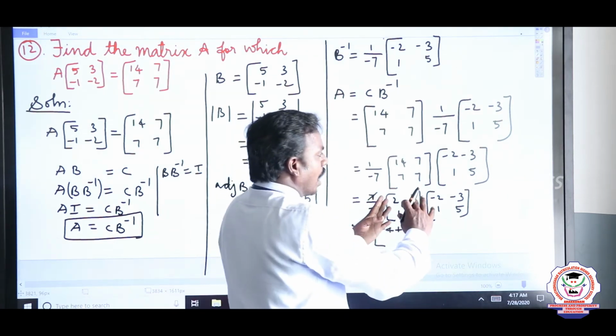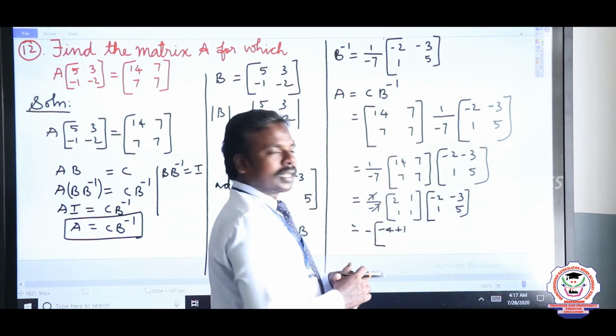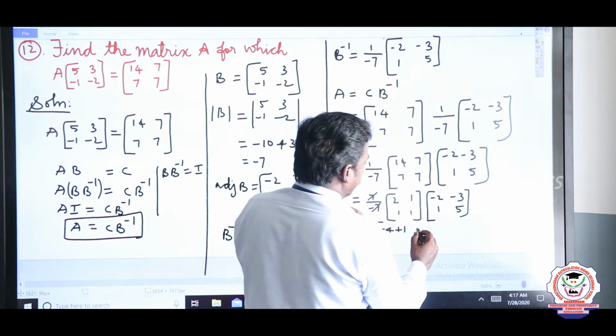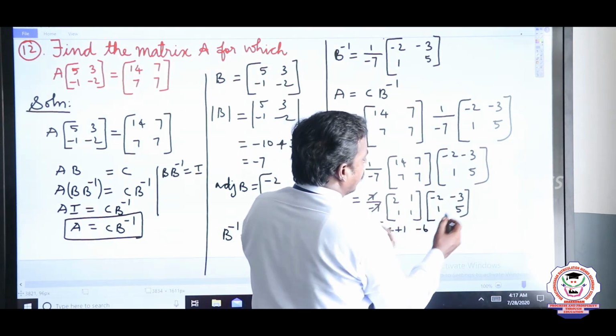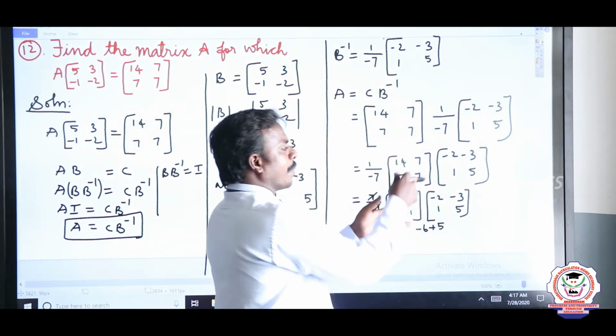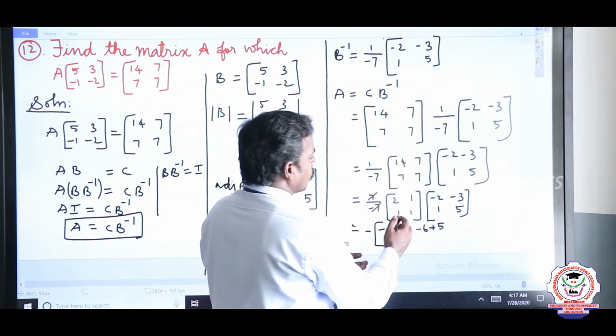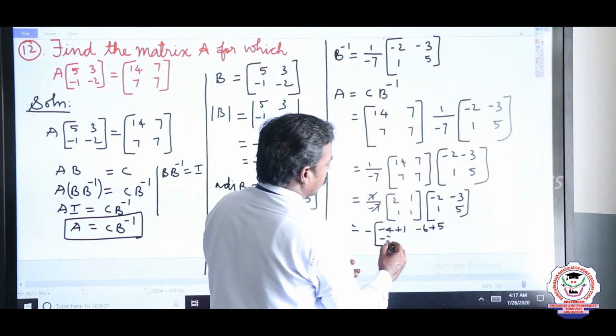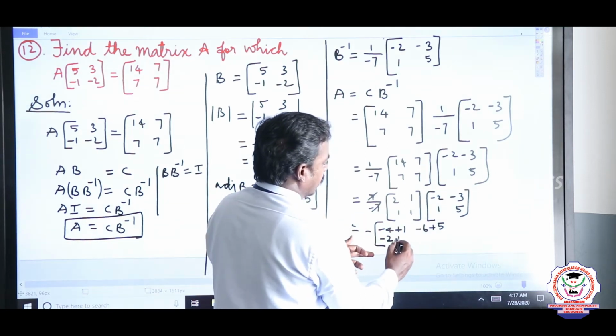Now first row operated on second column of the second matrix. 2 into minus 3, that is minus 6. 1 into 5 is plus 5. Second row operated on first column of the second matrix. 1 into minus 2, minus 2. 1 into 1, plus 1.